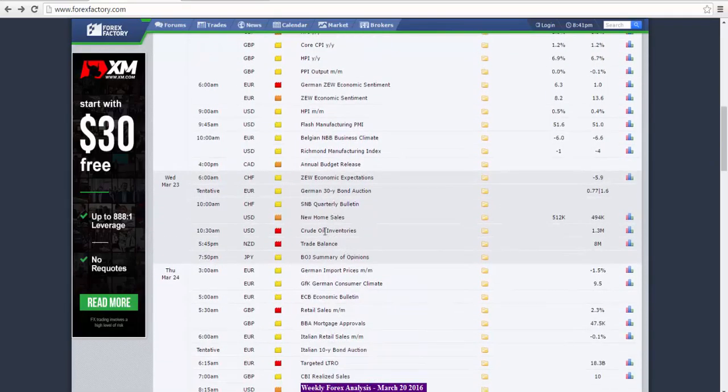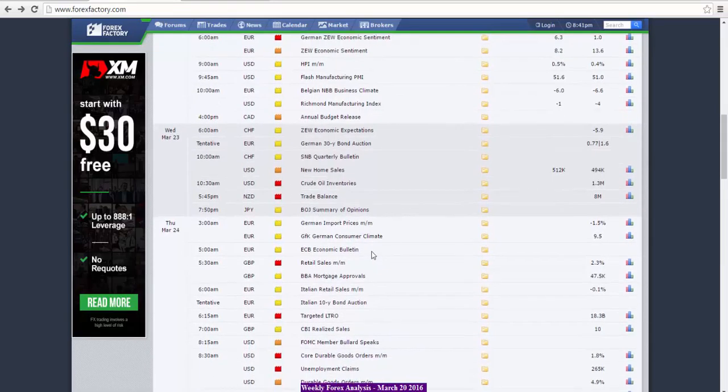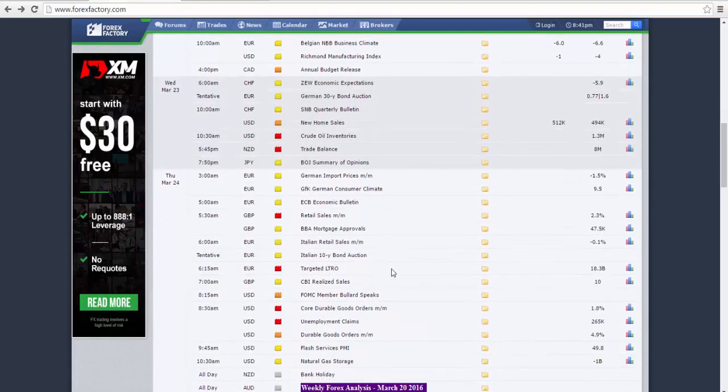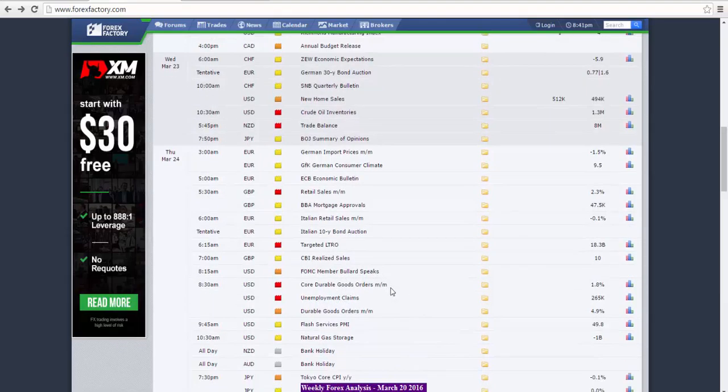Going into Wednesday, we have new home sales for the US. We have crude oil inventories, which will have an impact on the oil price, and we have trade balance for the New Zealand dollar. Thursday, we have retail sales for British pound, and then we have the targeted LTRO number for euro. And then we have FOMC member Bullard speaking here. And then we have core durable goods orders and unemployment claims for the US dollar.